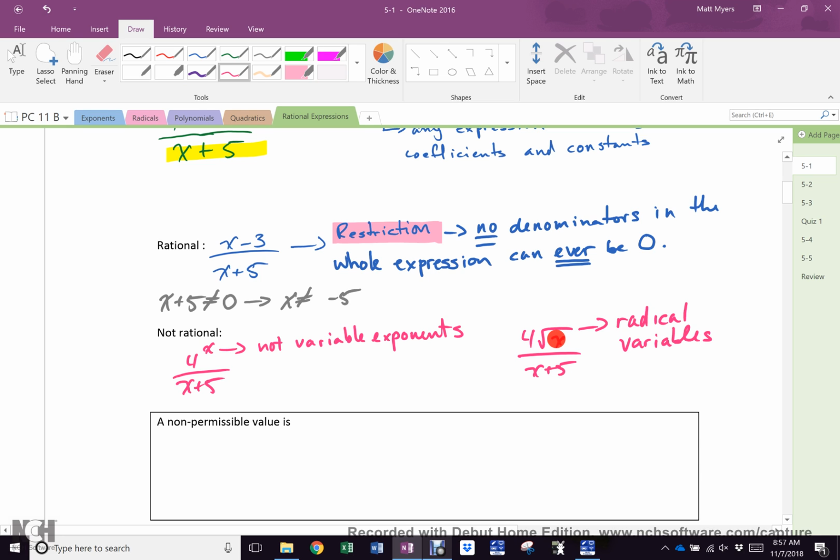This one's easy, right? What if x was 7? Is there a square root of 7? No. Square root of 7 is irrational, correct? Which would make this whole thing irrational.